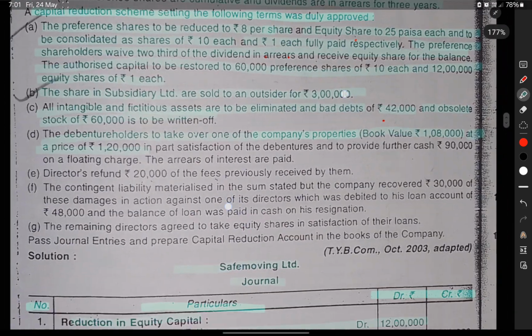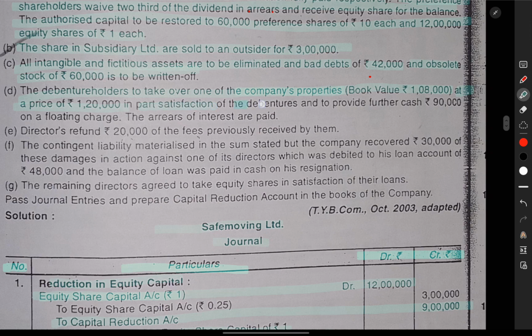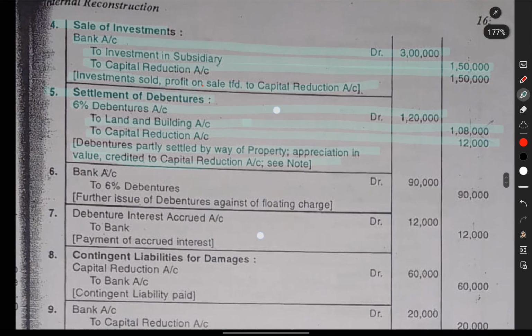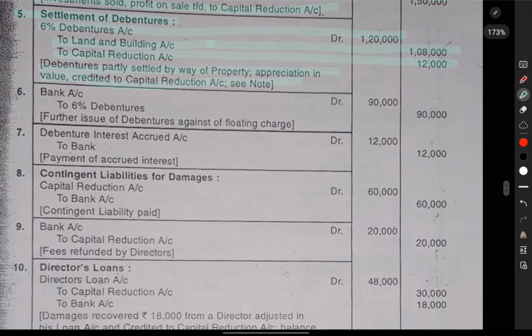Next adjustment. In part satisfaction of debenture and to provide further cash 90,000 on floating charges, the arrears of interest are paid. We are providing cash for debenture holders. They are providing cash for it. So we get 90,000 cash. So bank account debit to 6% debenture, and our narration will be: further issue of debenture against floating charges. Now we are issuing debentures for rupees 90,000.